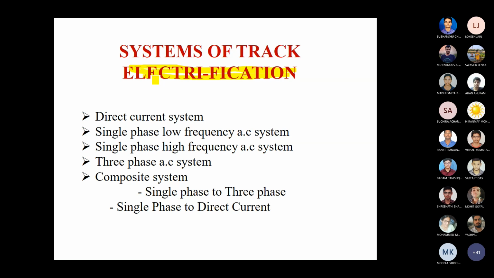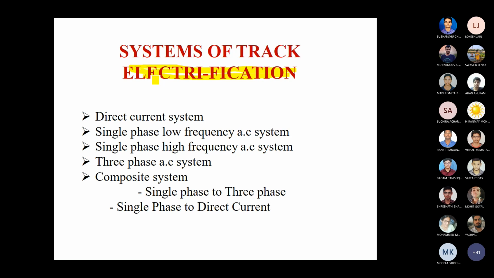Then composite systems: single phase to three phase conversions, or single phase to direct current conversion. For single phase to three phase conversion, normally we use an inverter, but in the initial days of the locomotive, some Arno converter was used. The Arno converter is a machine, and that machine is responsible for this conversion.